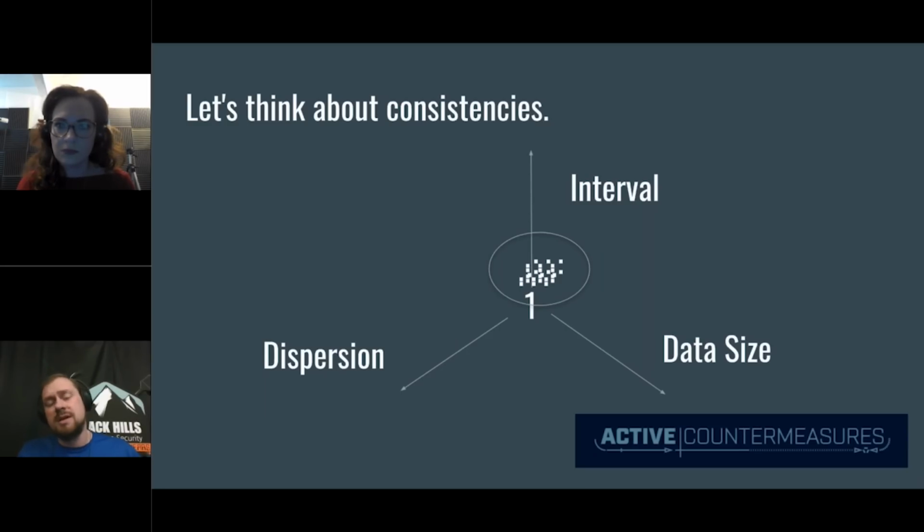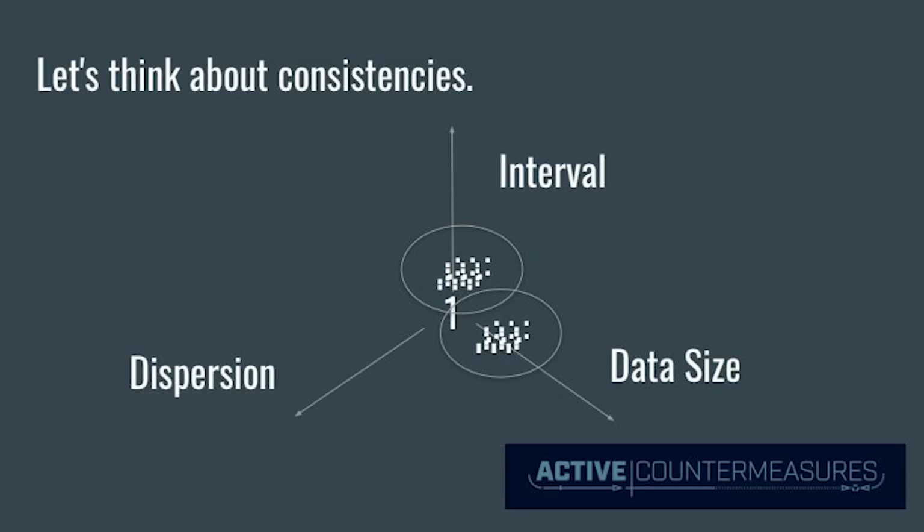The algorithm that can be used for this is something called k-means clustering. You can look this up on Wikipedia and get an idea of what the algorithm looks like. But you're looking for these consistencies. You're looking for clusters to show up. So we have a lot of clusters that are close to a 1 or a perfect interval. We also have a cluster associated with data size.